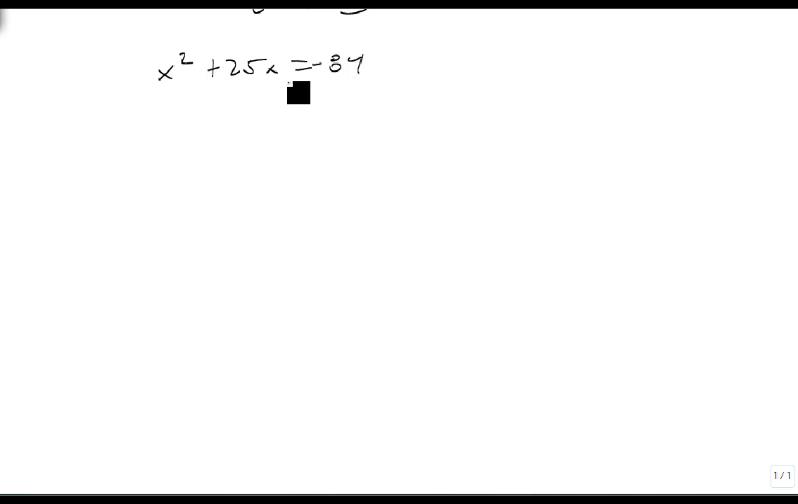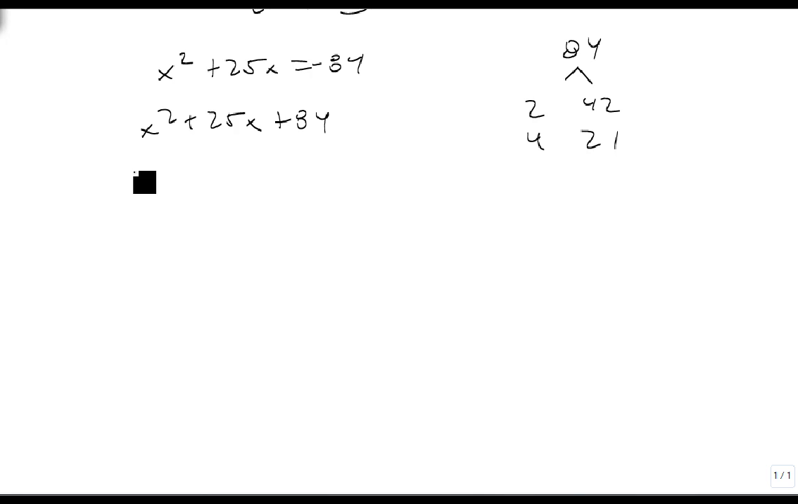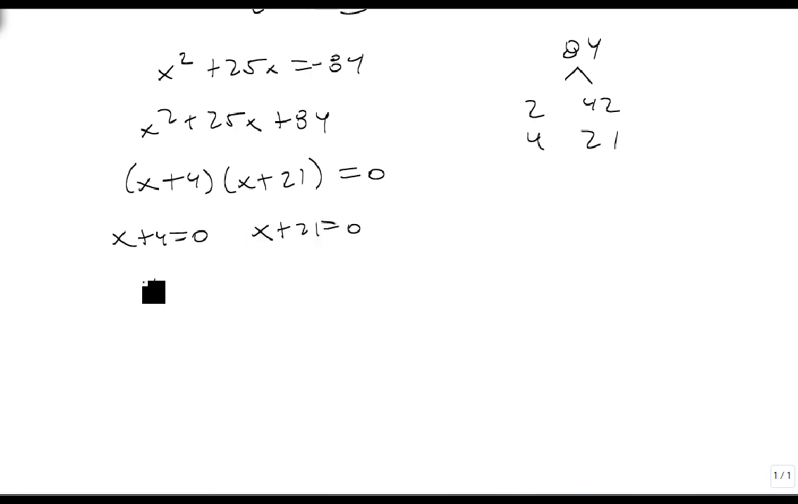It also works if we have problems like x squared plus 25x equals negative 84. So we add 84 over to the other side: x squared plus 25x plus 84. Factors of 84 that add up to 25 don't jump right out at me, so 2 and 42, 4 and 21, there we go. Its factors are x plus 4, x plus 21 equals 0, so x plus 4 equals 0, x plus 21 equals 0, x equals minus 4, x equals minus 21, or as a solution set, minus 21 comma minus 4. So as long as we can factor, we can find those answers.